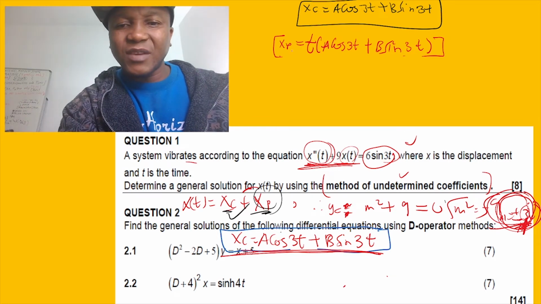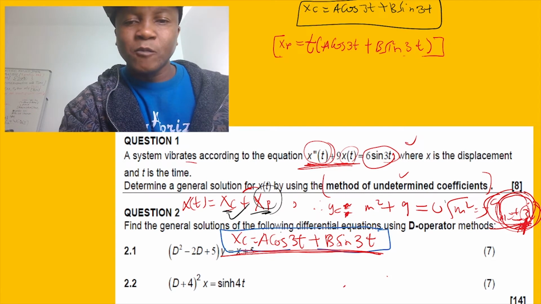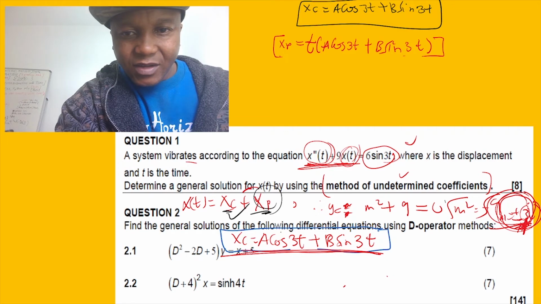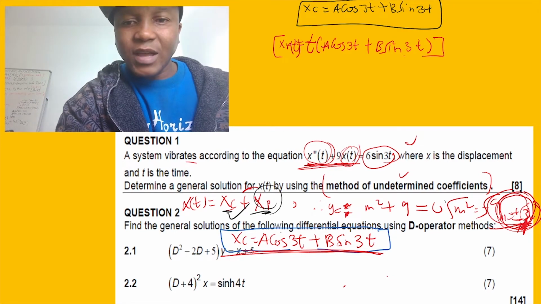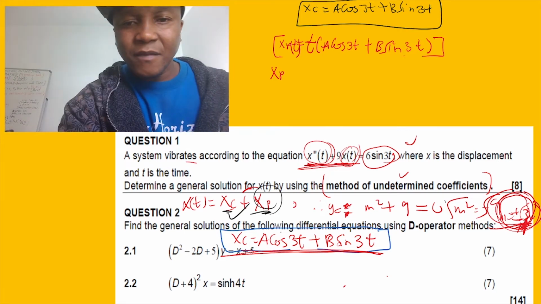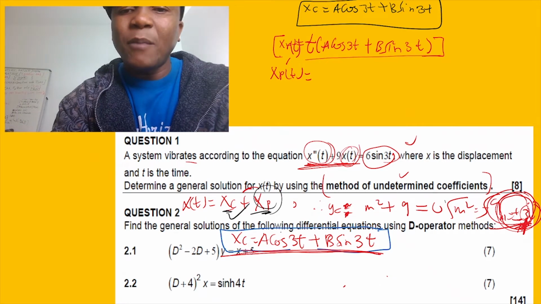So let's find the first derivative. You can say x_p(t) or x_p, whatever, it's okay. Now we're going to say x_p first derivative. The prime means derivative. This is the first derivative. So we're going to say, if I put t constant.